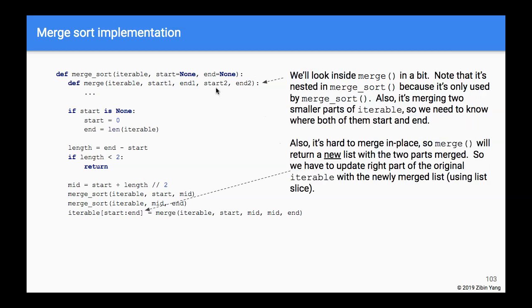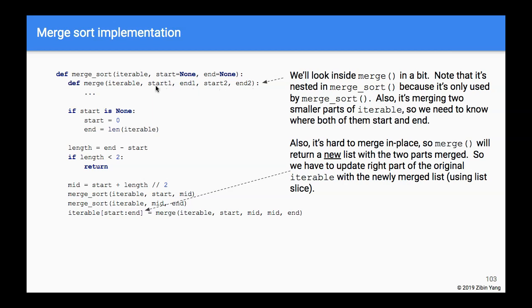So moving on, for the merge function, I've defined it as a nested function inside merge sort. The reason I do that is just because merge only makes sense in the context of merge sort. So I don't want to make merge available in the global namespace or global scope. That's why I nest it inside merge sort itself. Another thing to know is that since we are merging two sublists of the iterable, we need the start and end for the first sublist, start1 and end1, and then the start and end for the second sublist we're merging.